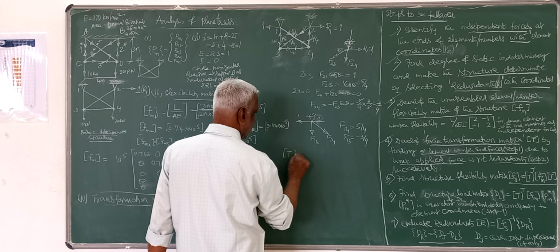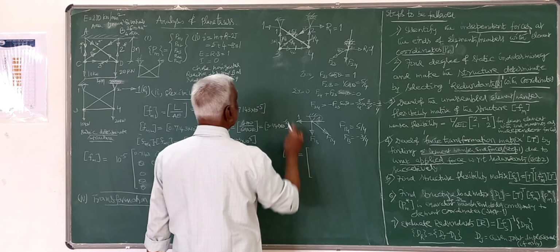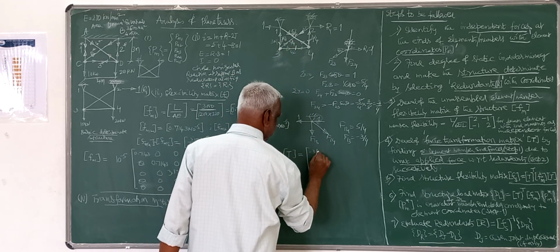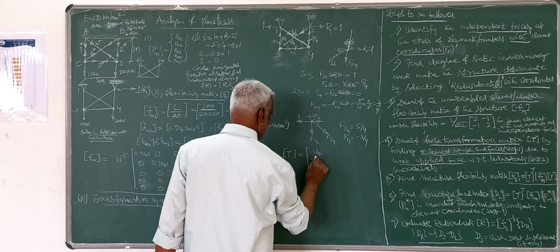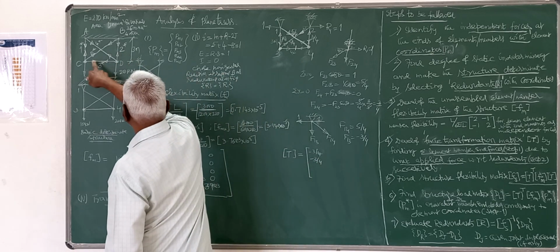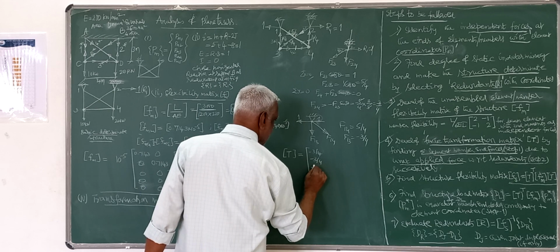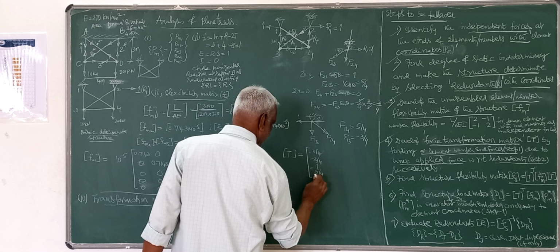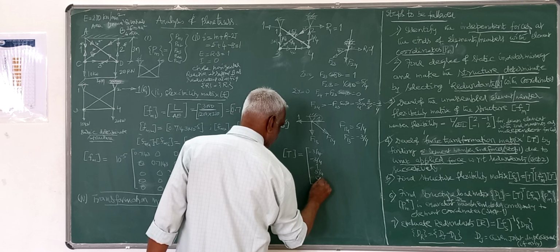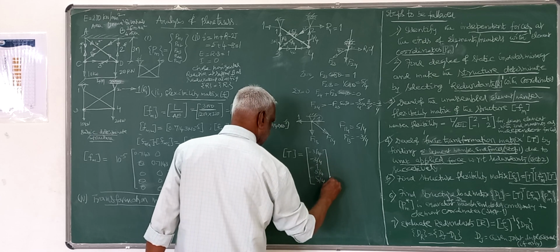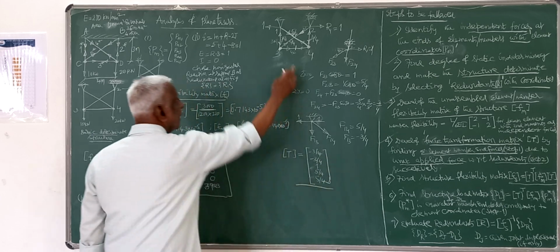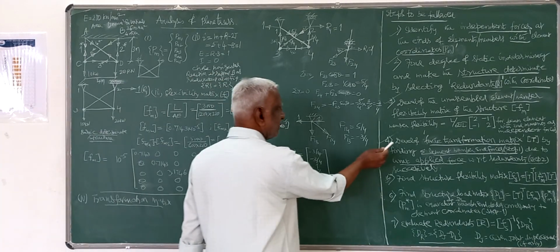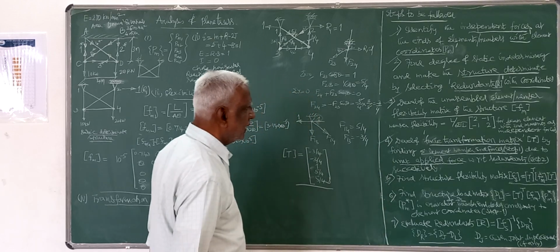Therefore, your transformation matrix will be: force in member 1 is negative, minus 3 by 4, then force in member 2 is 3 by 4, then force in member 3 is 1, positive, then force in members 4 and 5 will be 5 by 4, 5 by 4. So this is the transformation matrix which I got. This much extra exercise you have to do. That is the development of the force transformation matrix.